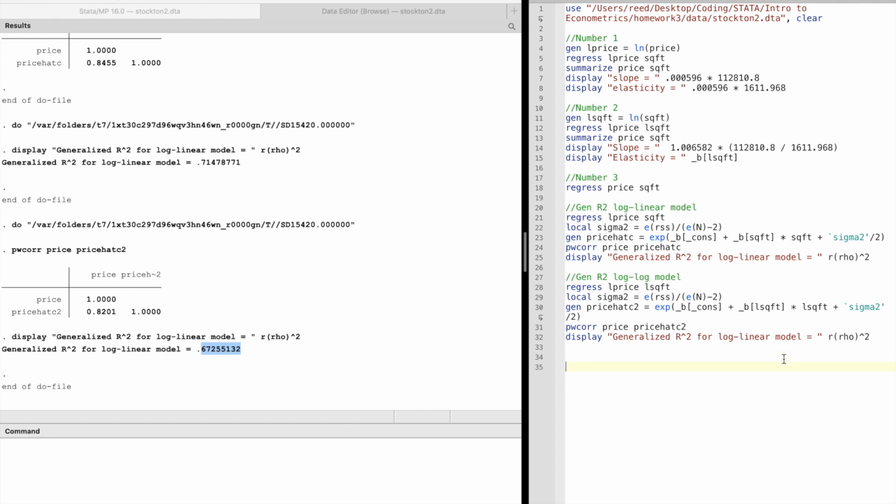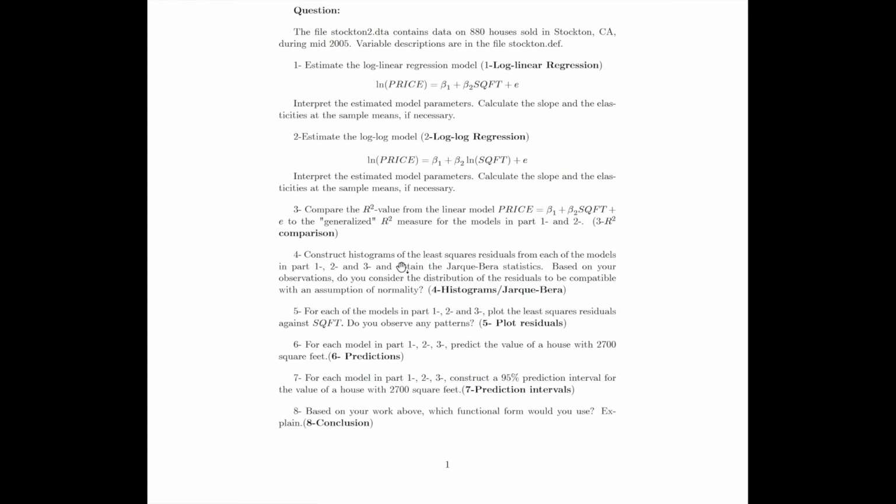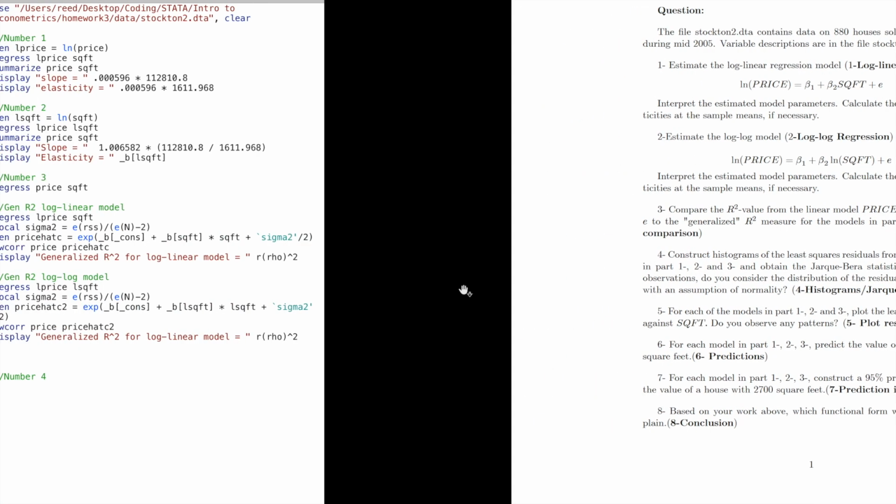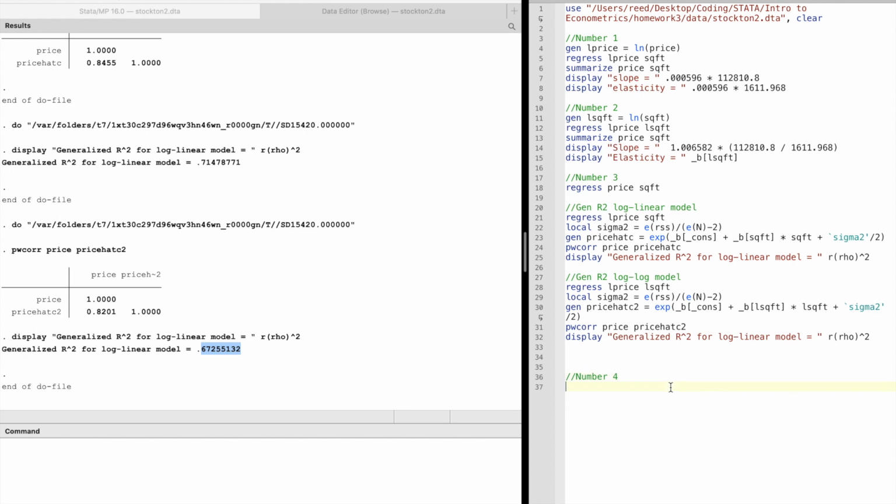Okay, so let's move on to number 4. Construct histograms of least squared residuals from each of the models in part 1, 2, and 3. Obtain the Jarque-Bera statistic. Based on your observations, do you consider the distribution of the residuals to be compatible with an assumption of normality? Okay, so what we're going to do here is for each model, let's start with the linear model.